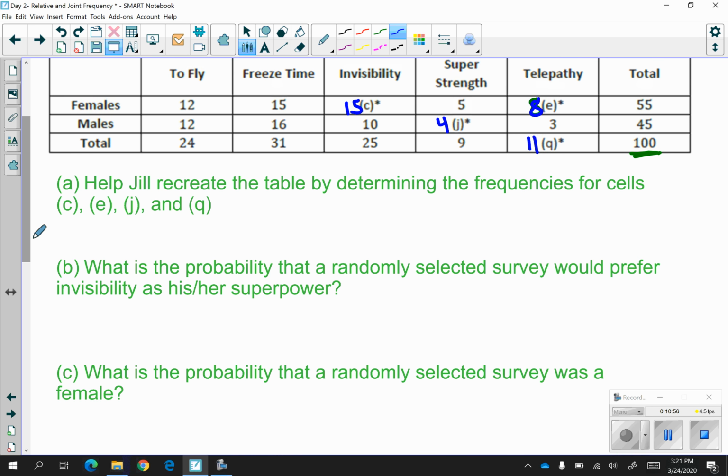Now that you've filled out the entire table, you can go about answering the probability questions. When they're asking for a probability, they're really talking about they want the fraction that represents it. Now, you can write probability as percentages or decimals, but again, in this course, we're mostly going to keep our probabilities as fractions. So they want to know the probability that a randomly selected survey would prefer invisibility as his or her superpower. So we're talking about invisibility. Everyone who prefers invisibility is 25 people out of the 100.